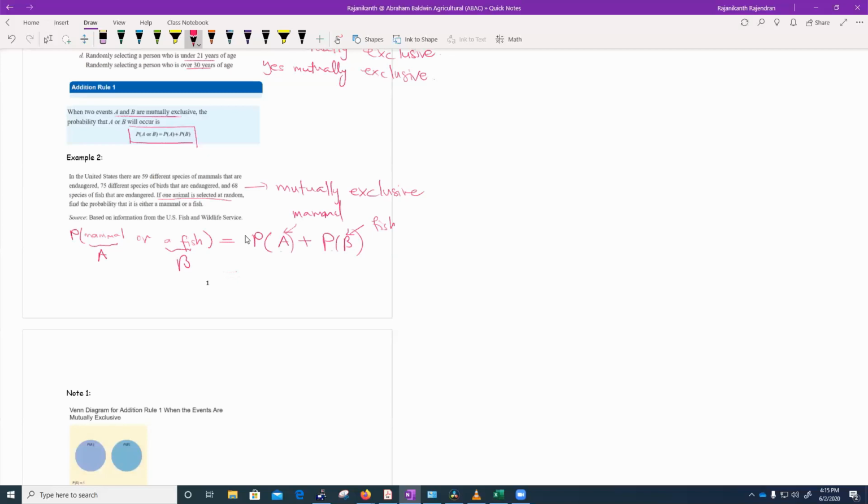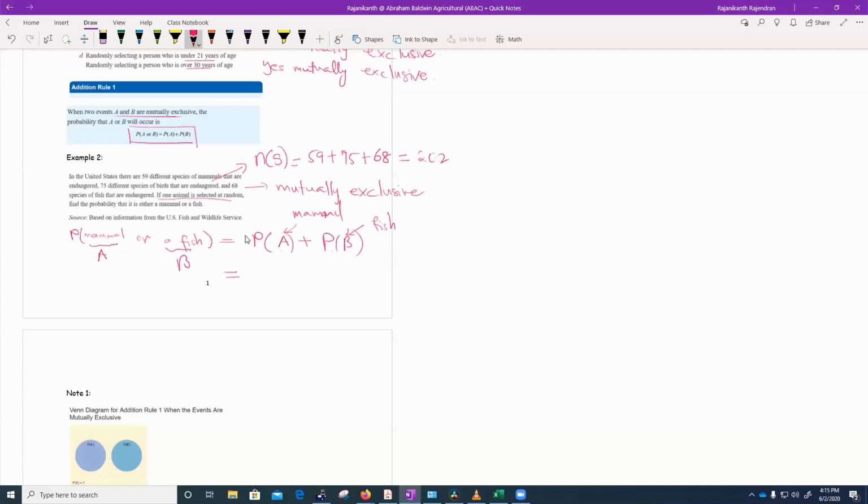So remember, in my sample space, I have three different species. Therefore, the total number of outcomes in my sample space, that is n of S, is simply, if we add all the possible outcomes, 59 plus 75 plus 68. Simply add all the possible number of outcomes. When you add all these three, you should get 202. That is my number of outcomes in the sample space.